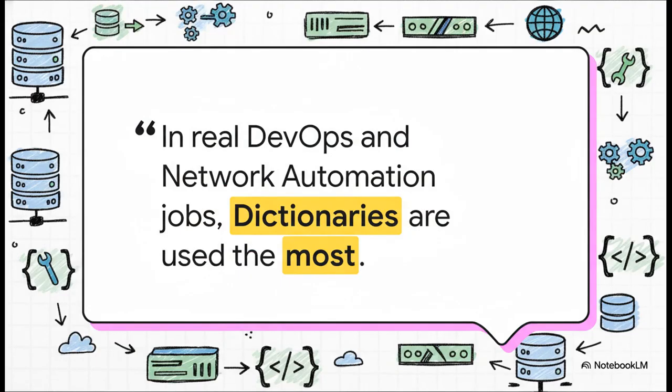And let me be crystal clear about this. If your goal is a job in DevOps or network automation, you need to make dictionaries your number one priority. Seriously. Why? Because the key value structure of a dictionary is a perfect mirror of JSON, and JSON is the language of the modern internet. It's what APIs speak. Master dictionaries, and you're well on your way to mastering automation.